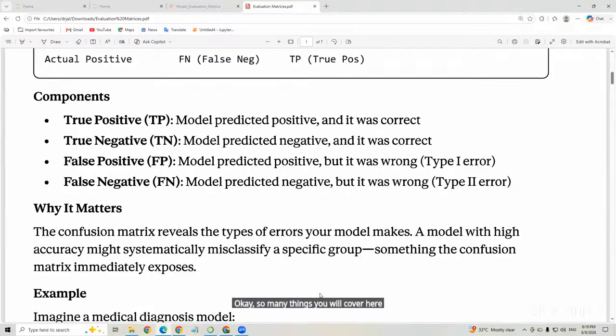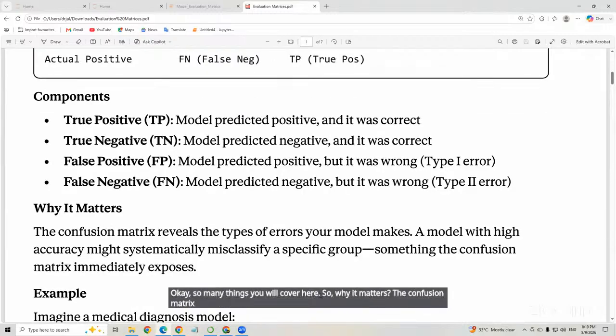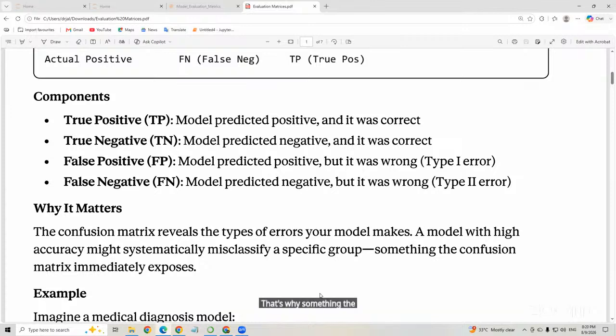So why does it matter? The confusion matrix reveals the type of error in your model, and a model with high accuracy might systematically misclassify a specific group. That's something the confusion matrix immediately exposes. An example is also given here.